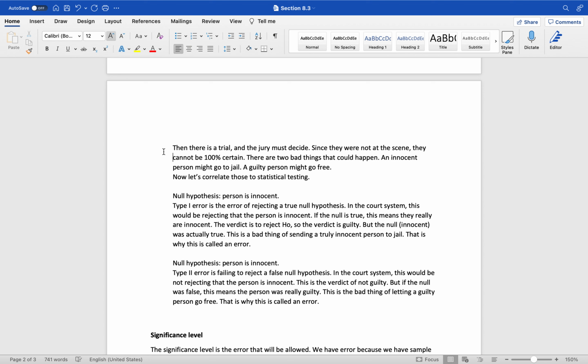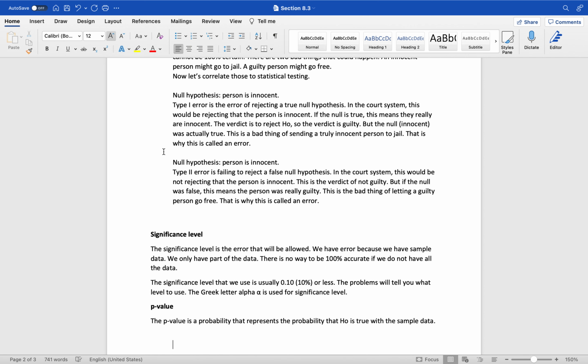Type 1 error is rejecting the true null hypothesis. Reject that they're innocent, but they really are innocent. So an innocent person goes to jail. That's called type 1. Type 2, fail to reject a false null. So they don't reject that they're innocent, which means you keep believing that they're innocent, but that's really false. So a guilty person goes free.